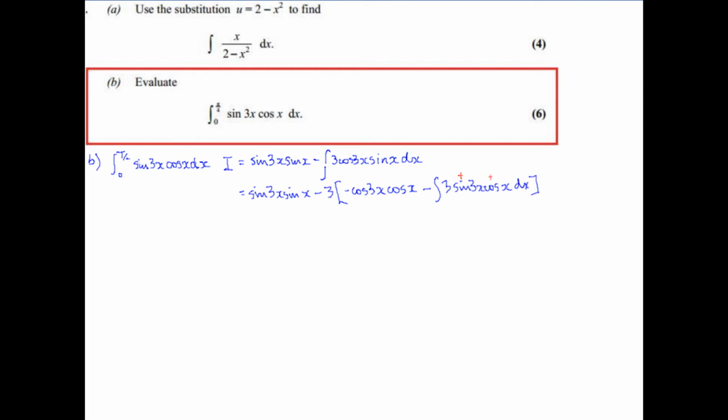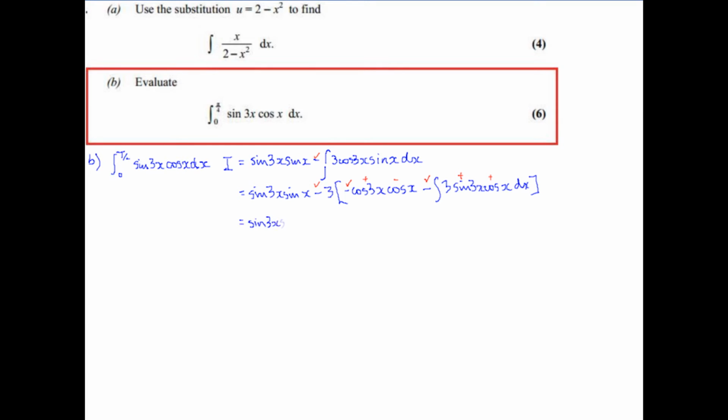Let's just check my minuses. Got a minus and a minus there, so they both become pluses. That minus is from integrating by parts, and the minus in this one comes from integrating sine, so that's fine, and the other minuses match up too. So let's take the brackets away and sort my minuses out.